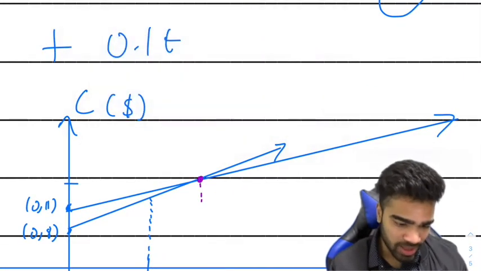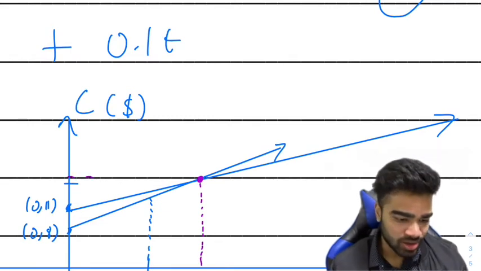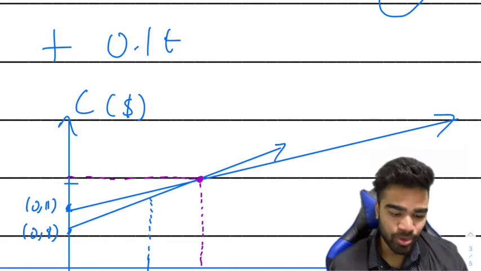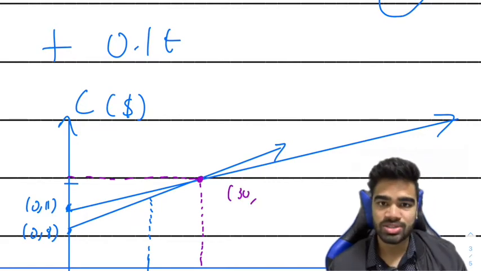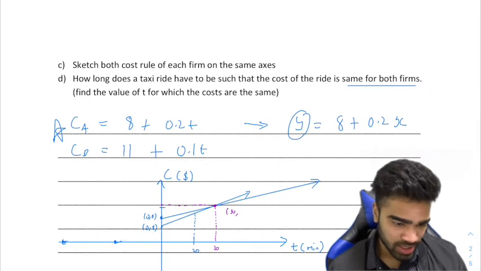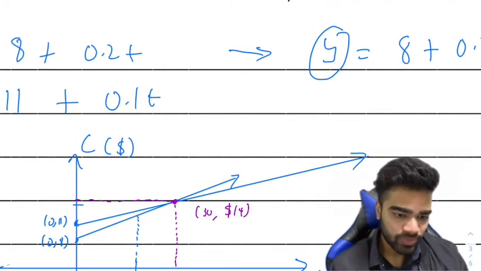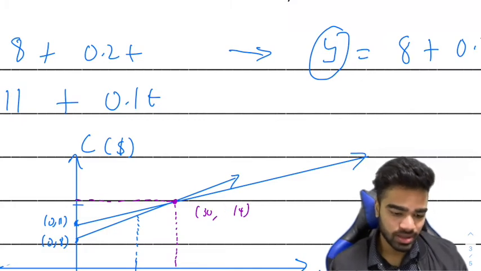This point over here where they intersect, that would be 30 minutes. And you can see the cost. So the y value at that point is the same. So 30, and once you sub 30 into the equation to find the y value, I'll just do it quickly, it is 14. So $14 would be for both. Okay, so I hope you understand that one.